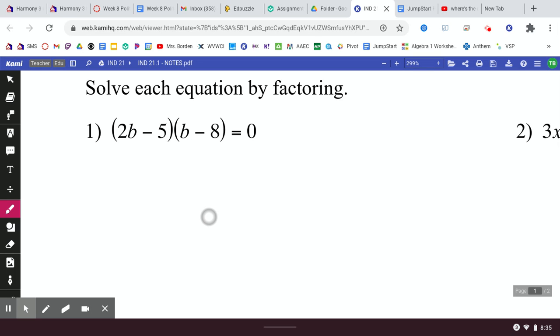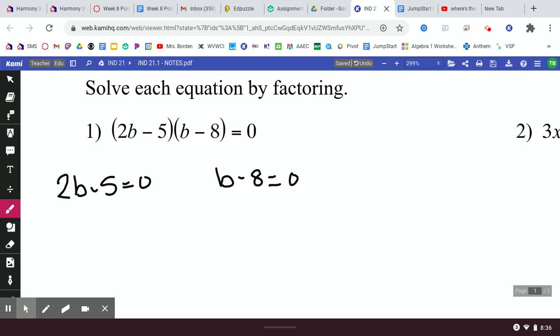Here, step 1 is done for you. They gave it to you as a binomial times a binomial. So it's basically eliminating the whole step of looking at a quadratic, finding the winning factors, working all the problem, and then getting it to a binomial times a binomial. So when you see this, this is not harder. This is actually way easier. They did all the work for you. So all you have to do is take 2b minus 5 equals 0 and b minus 8 equals 0. You set your two factors equal to 0, and then you solve both.